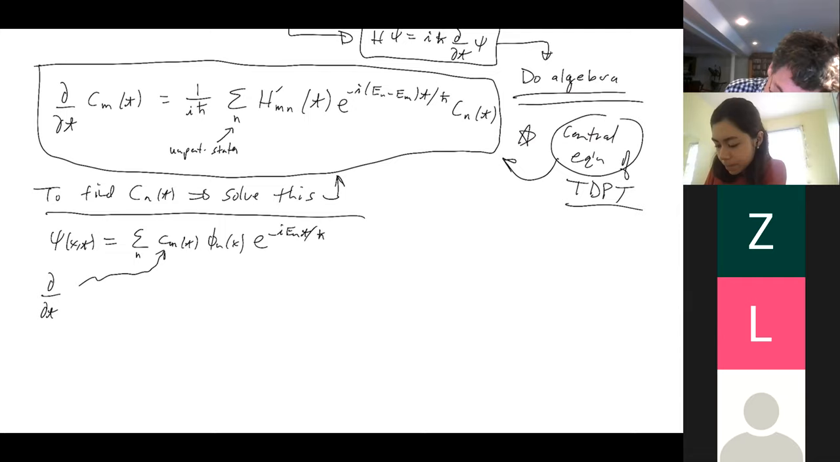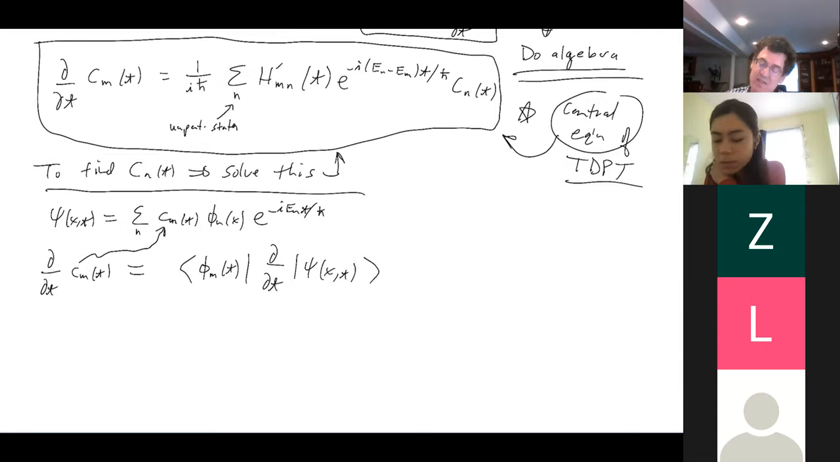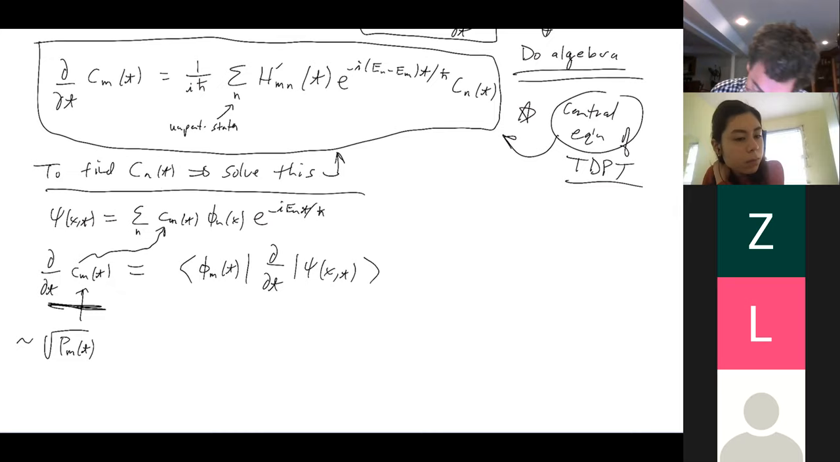Cm of t, then kind of intuitively, you can think of it like this. That's going to be equal to the overlap of, that's the component in the mth state, Cm of t. So you can think of that as the overlap of the time dependence of the whole wave function. Does that kind of make sense? The time rate of change of Cm of t, because that's the probability to be in the mth state, you know, it's like the square root of the probability to be in the mth state. So if I take the time derivative of the whole wave function, and just overlap it onto that, then I think that's kind of intuitive. It kind of makes sense that that's the Cm of t.